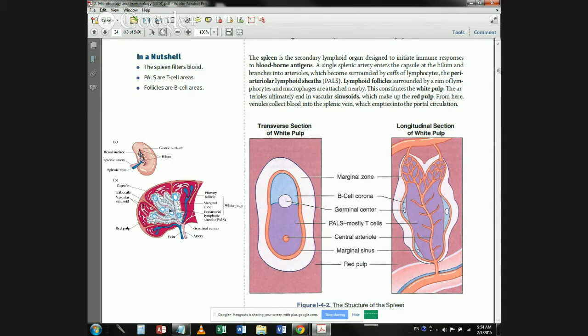So let's go a little bit past there, and this is the white pulp. But notice that if you were to cut right there, you would have the PALS, the periarterial lymphatic sheath, but look at this. There's a little germinal center there. We're cutting it here, for instance, right? So that is the germinal center. And beyond that is the B cell corona.